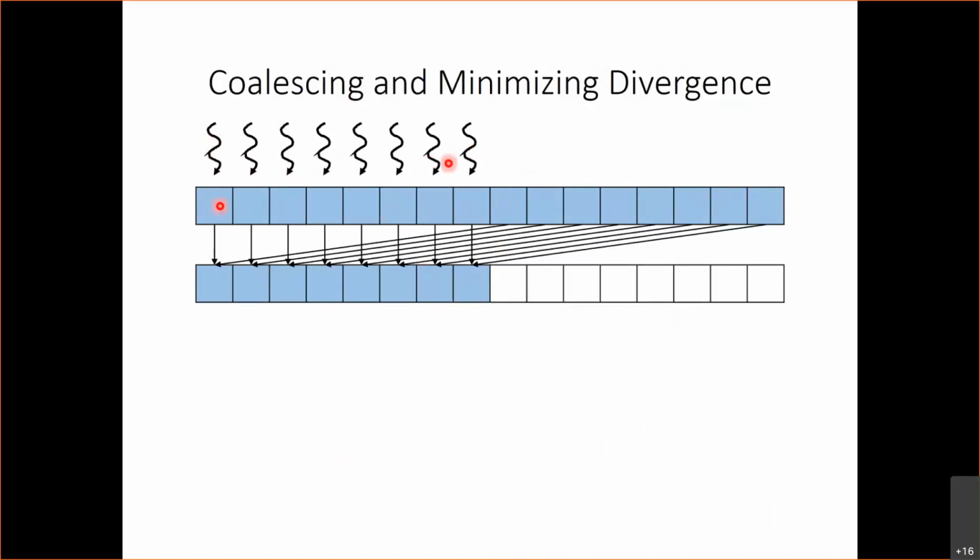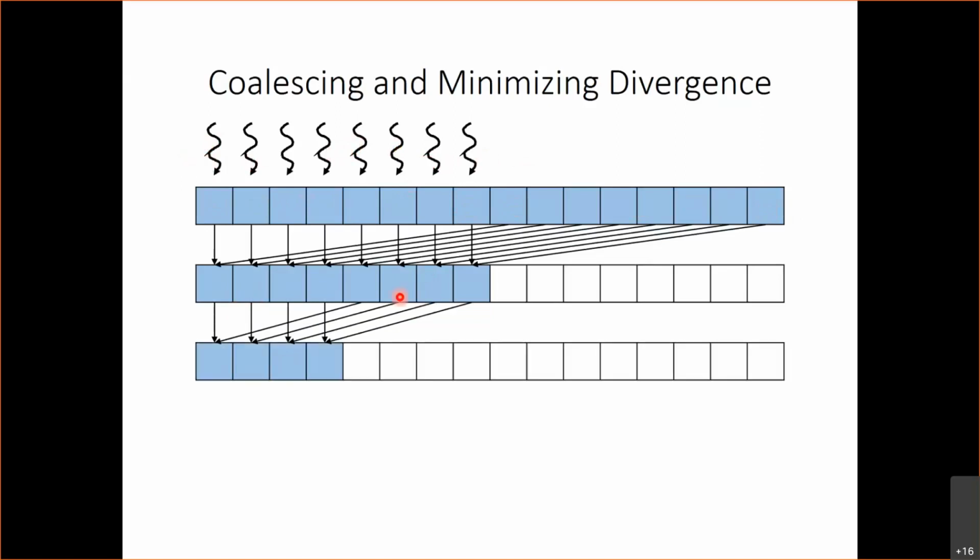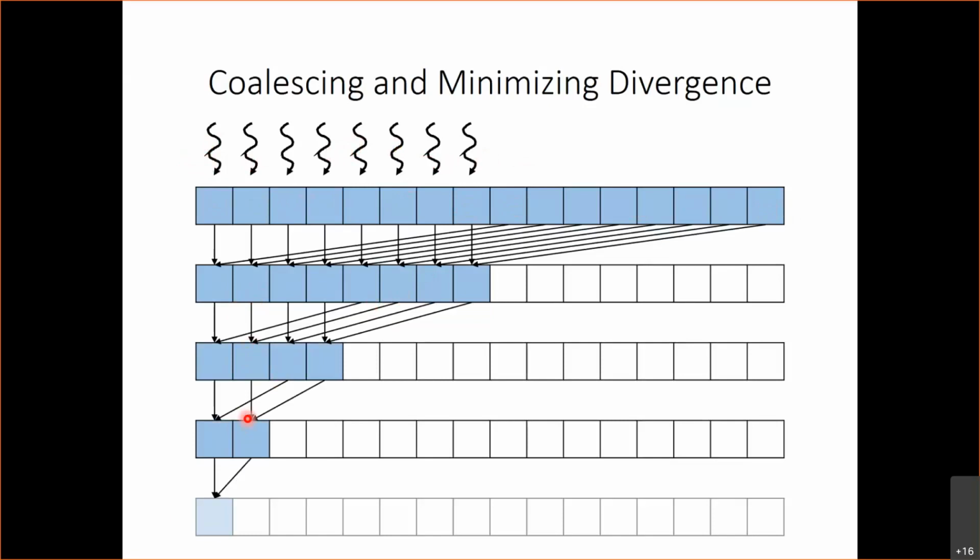Okay. So now when these threads access the left element, the accesses coalesce because all of these are next to each other. And when they access the right element, the accesses also coalesce because the elements are next to each other. In the next step, the top half of the threads drop out, the bottom half of the threads remain active, and they do the addition this way. And in the next step, we do this, and in the next step, we do this. So this solves both the coalescing and the divergence problem at the same time.